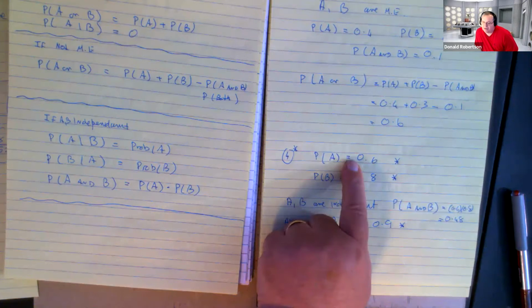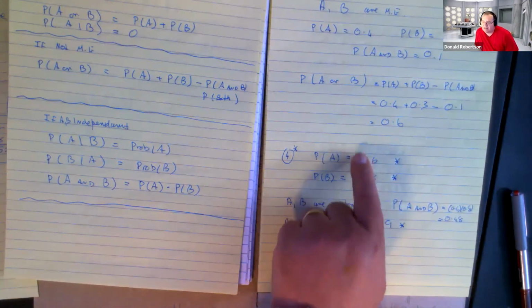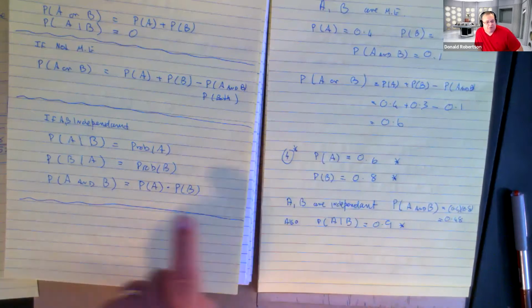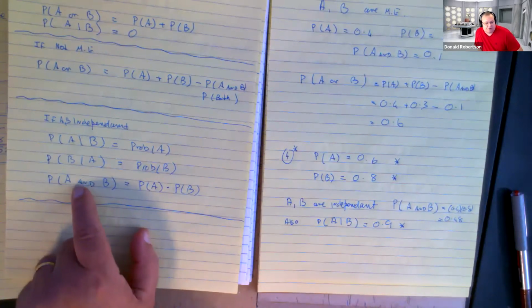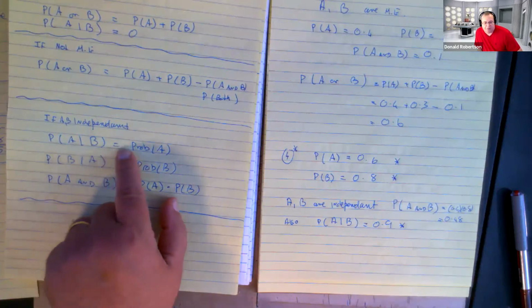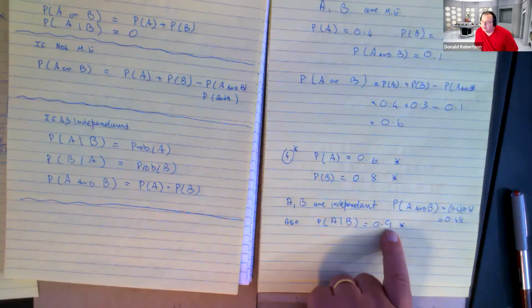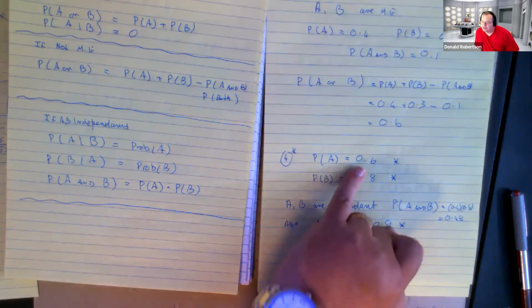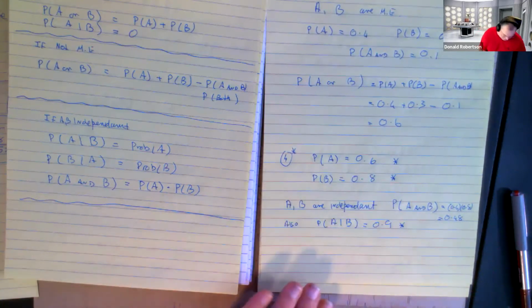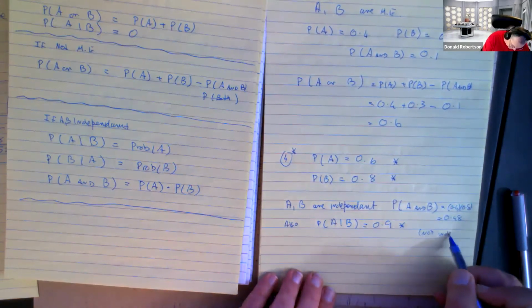Now that's 0.6 and that's 0.8, but this is 0.9. Are A and B independent? Now, if they were independent, what would the probability of A given B be the same number as? Well, shouldn't it be 0.6? You see they don't match. So I can tell you these are not independent.